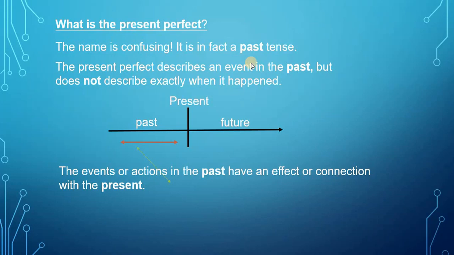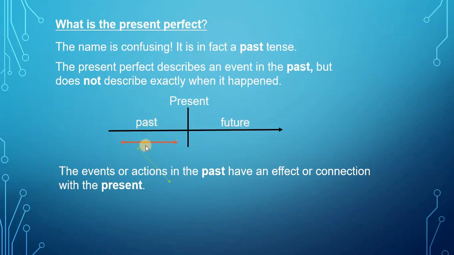What is the present perfect? Well, the name is confusing because it is in fact a past tense. It describes an event in the past, but it does not describe exactly when it happened. Imagine this is the timeline. Here is the present, which is now. Here is the past, and here is the future.